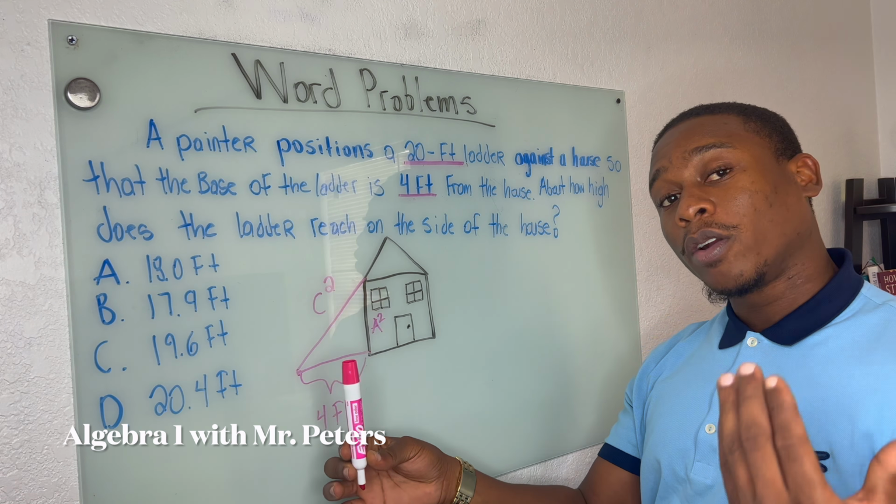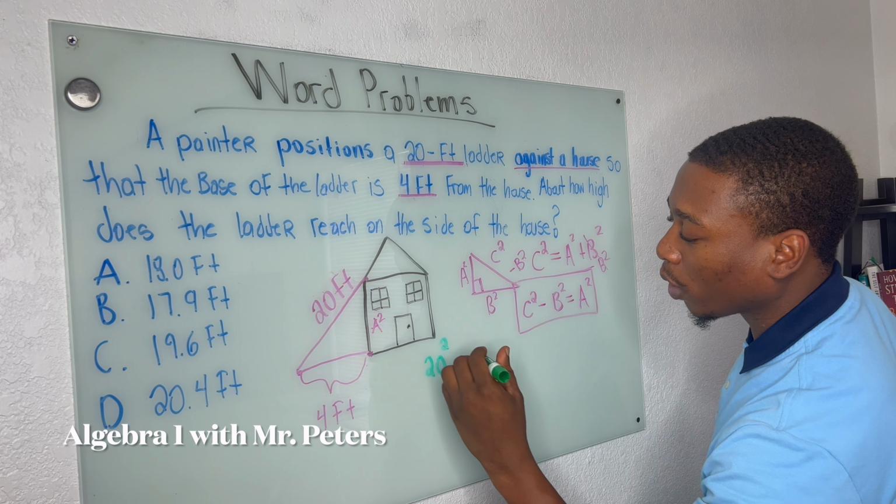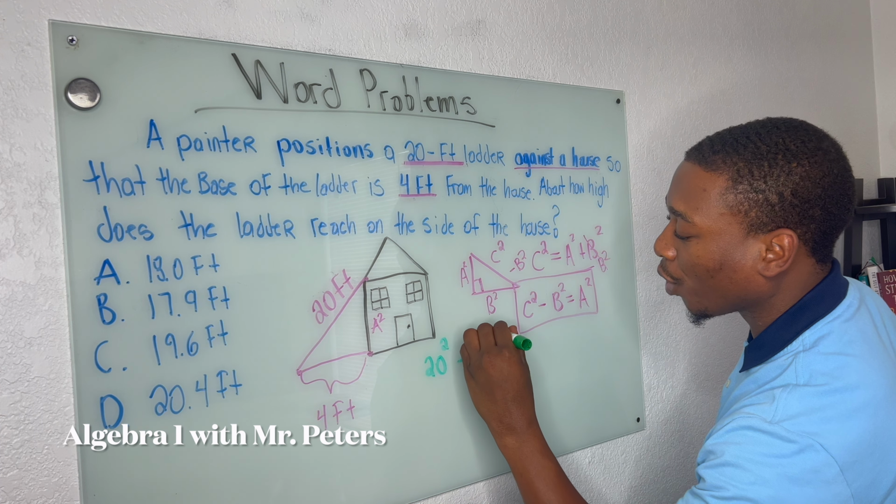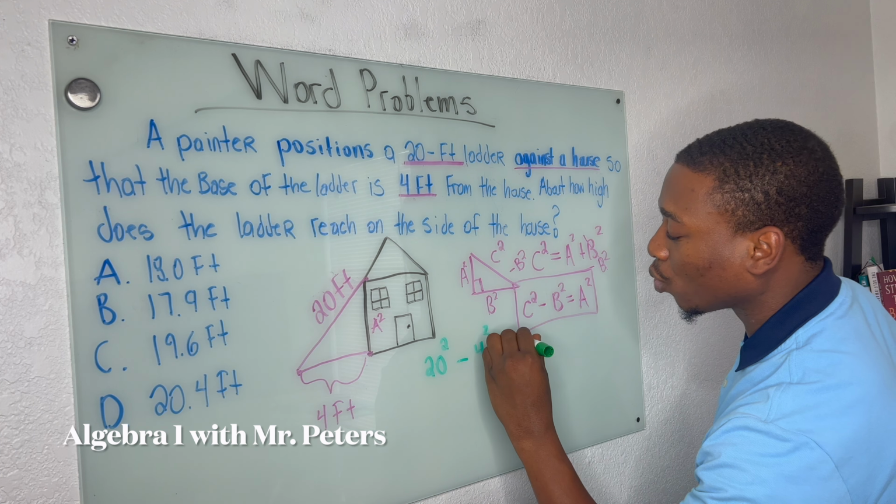Now all we have to do, guys, is just plug in and do the math. So this is what I mean. 20 squared minus 4 squared is equal to a squared. So once we start doing math, we're going to have 400 minus 16 is equal to a squared. Once we do our subtraction, just remember that our answer may or may not be a perfect square. So we have 384 is equal to a squared.